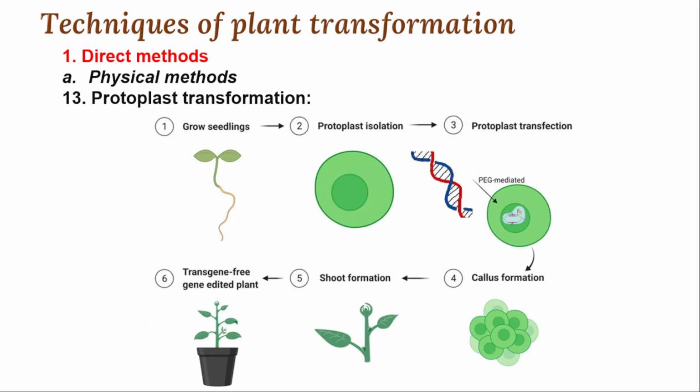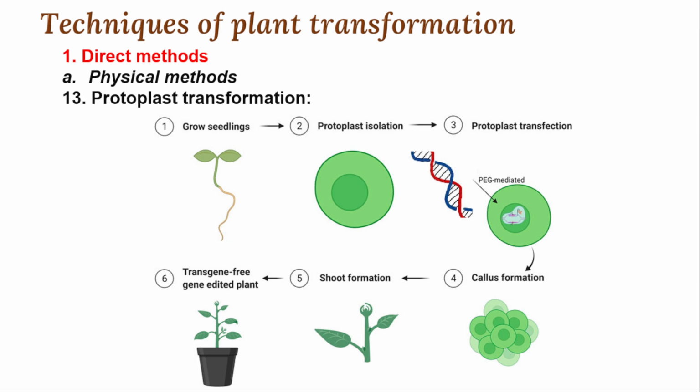cell. One more transformation method is called protoplast transformation. It's a common method where a solution of PEG is used to make a protoplast, and then the desired gene will be inserted in polyethylene glycol, and then we use some chemicals that will create pores on it.